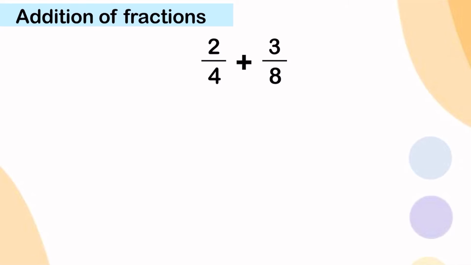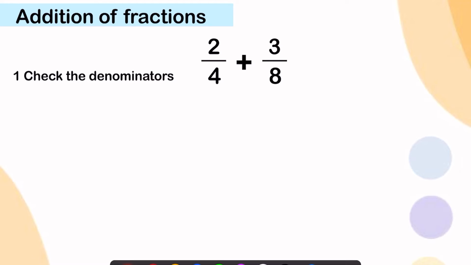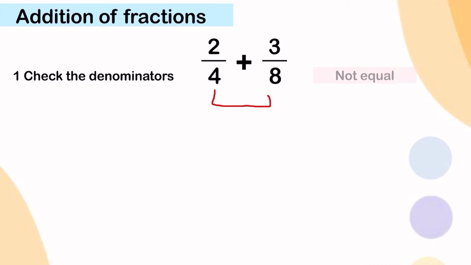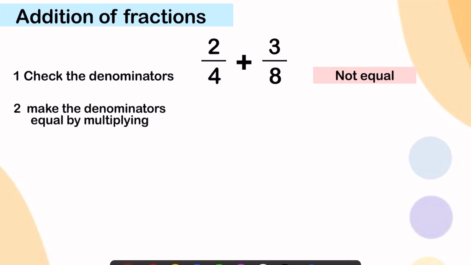Now let's see, what if they have different denominators? I want you to do step number 1. Do you remember what is step number 1? Check the denominators. So you need to check the denominator first. Now can you tell me, are they equal or not equal? So they are not equal, right? When they are not equal, you need to do step number 2: make the denominators equal by multiplying. Okay, remember, by multiplying.